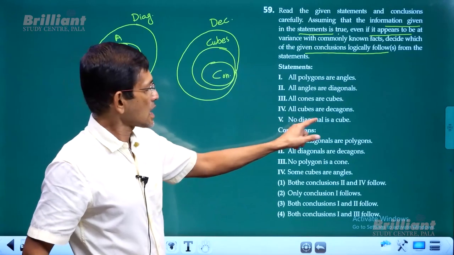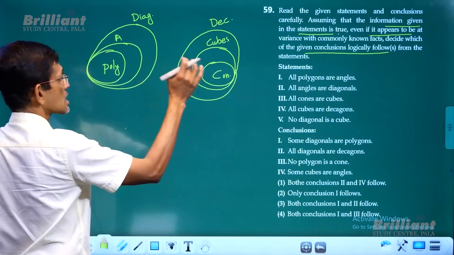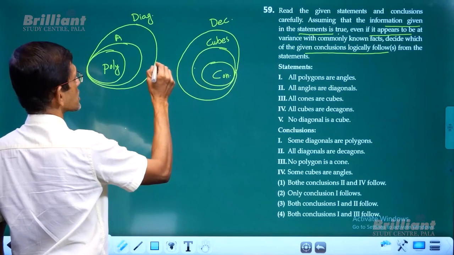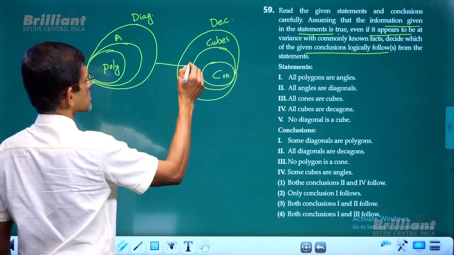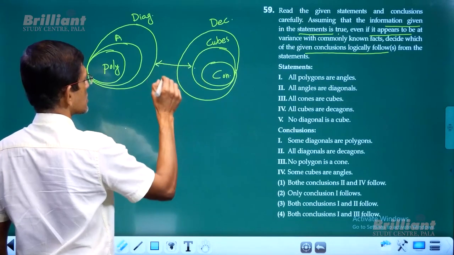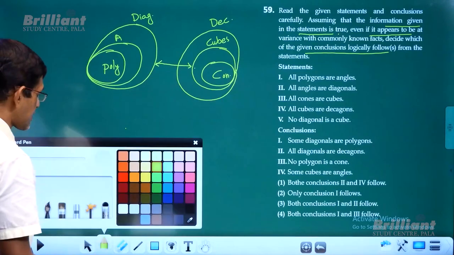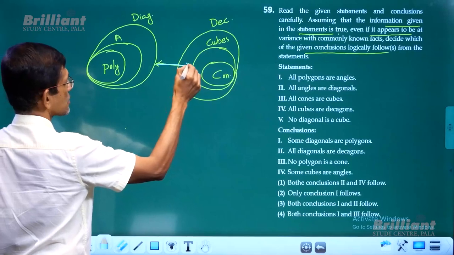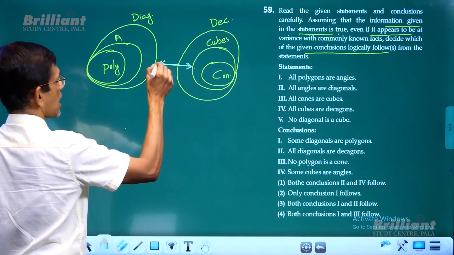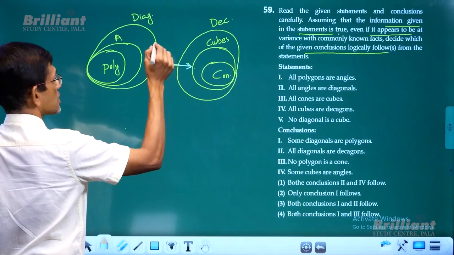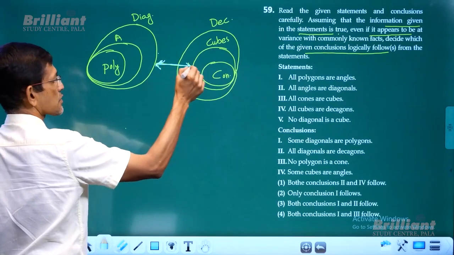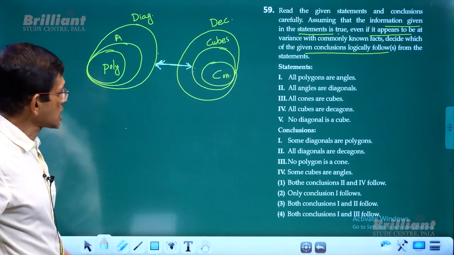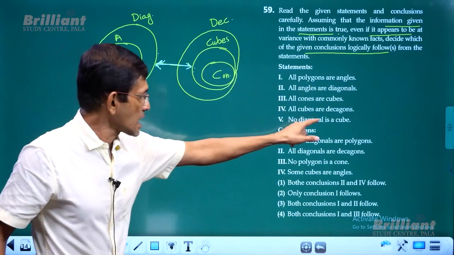And no diagonal is a cube. So this is a diagonal, this is a cube. So there is no intersection between diagonal and cube. Or we may use a different color for that arrow. So what is the meaning of this arrow? This diagonal cannot intersect with a cube. That is the meaning of the arrow. No diagonal is a cube.